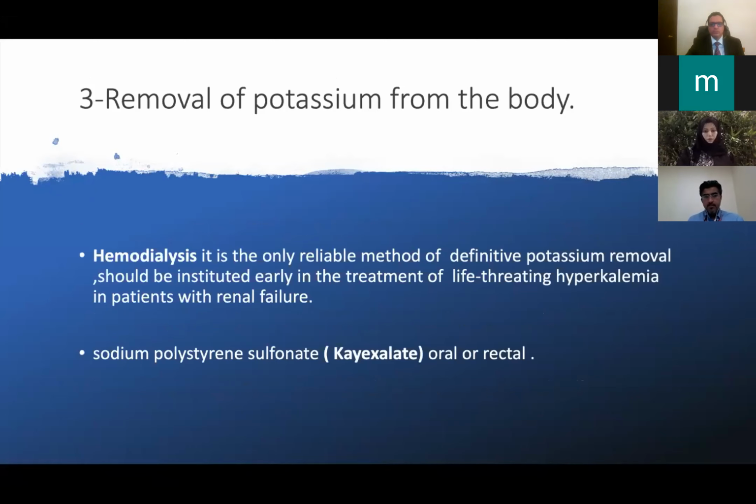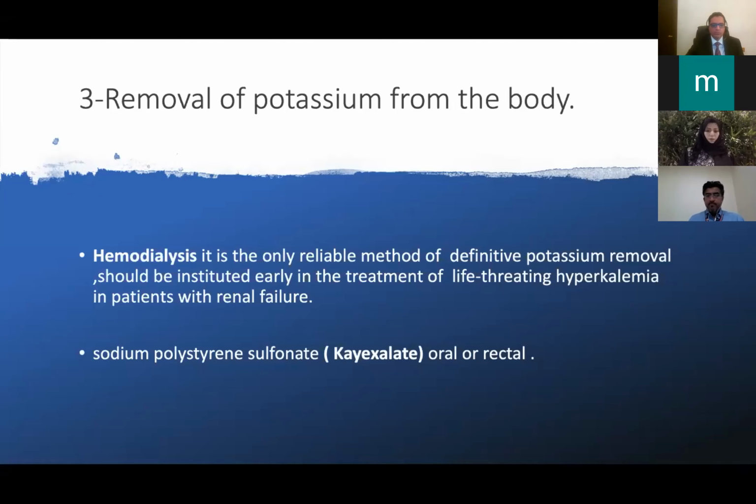And finally, removal of the potassium from the body. Hemodialysis is the only reliable definitive method. If your patient has persistent or refractory hyperkalemia which does not respond to the treatment, the next option will be dialysis, because as we know, 90% of the potassium in our bodies will be eliminated from the body by the kidneys. So if my kidneys are not working, I will not be able to remove this excessive potassium unless I get help from outside, by hemodialysis.